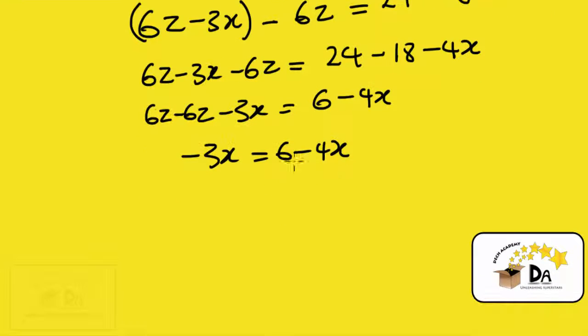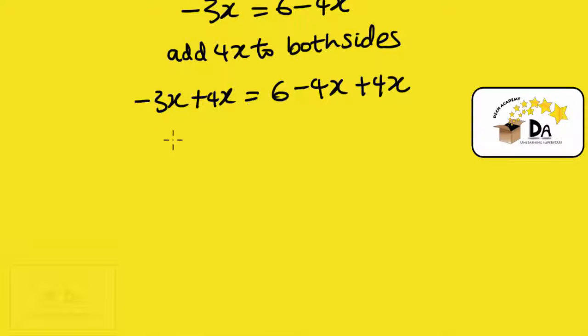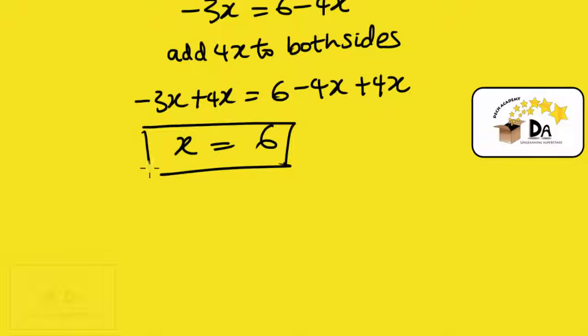So we want to make x the subject of the formula. Let's isolate x on the left hand side. So add 4x to both sides. And this gives minus 3x plus 4x equals 6 minus 4x plus 4x. So you do the same thing to the left hand side as you do to the right hand side, and this gives x, this gives 6. So x is 6.